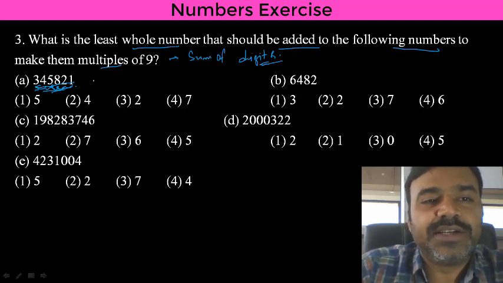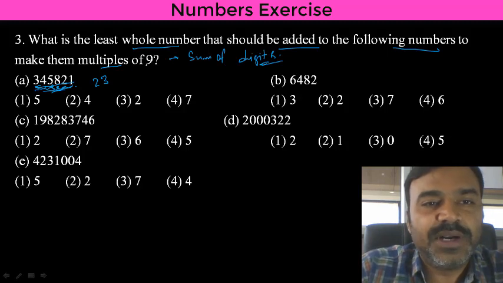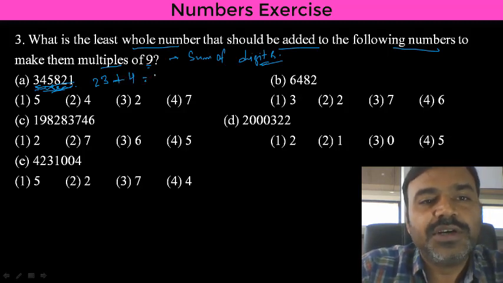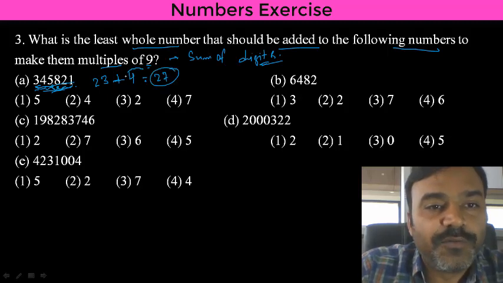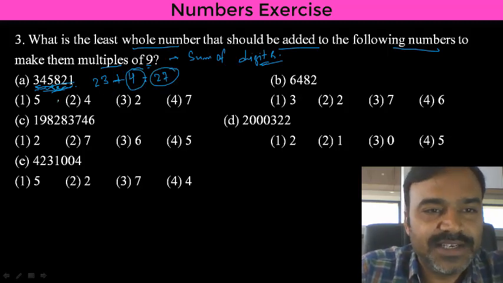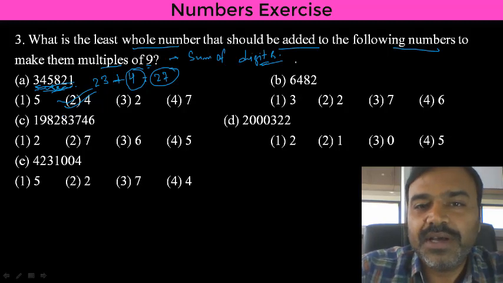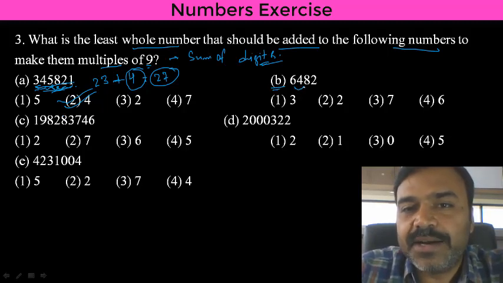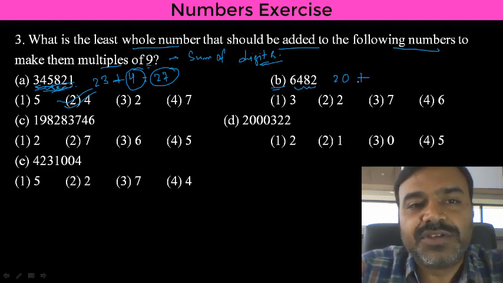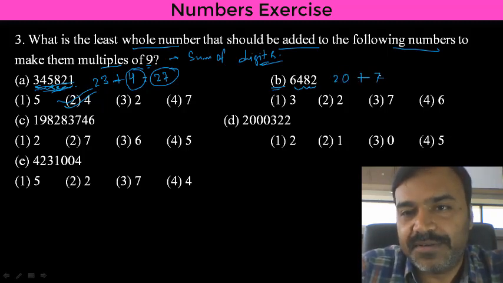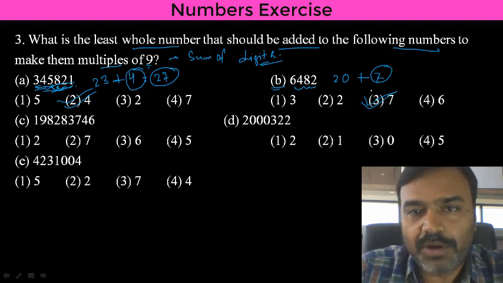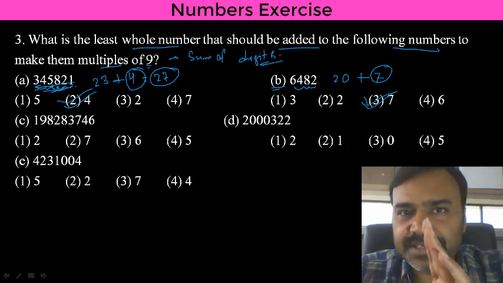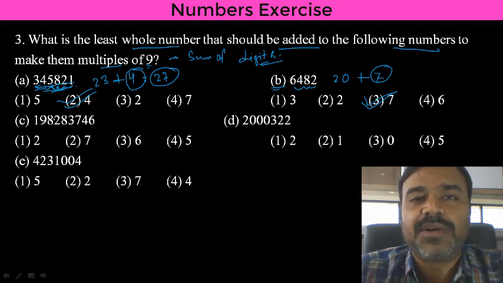Now what should I add to 23 to make it divisible by 9? The nearest multiple of 9 to 23 is 27. So if you add 4, it becomes 27. So 4 has to be added to this number. Answer is second option. Okay. Let's look at the second question. B, 6482. 6 plus 4 is 10, plus 8 is 18, plus 2 is 20. Now what should I add to 20 to make it divisible by 9? The nearest number would be 7. So the answer is 7, third option. Just add the digits and see how much deficit to the next multiple of 9 it has.